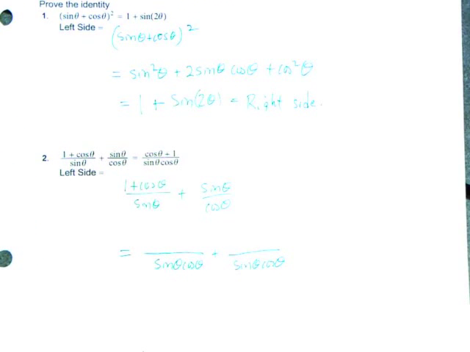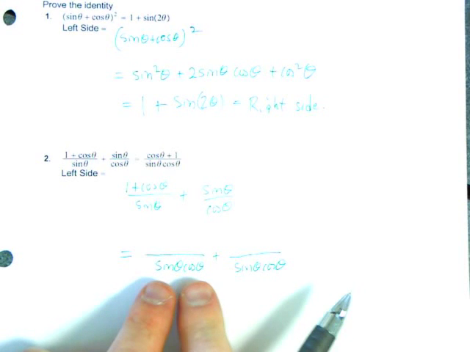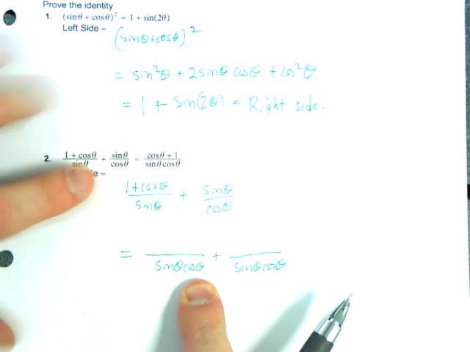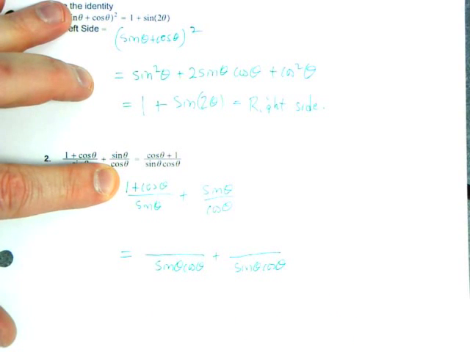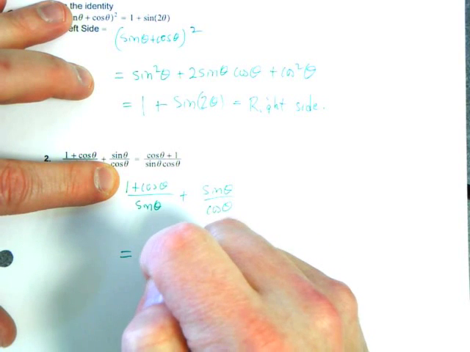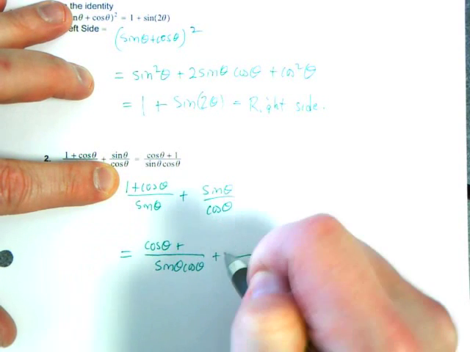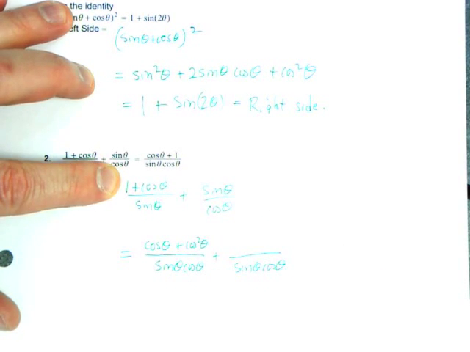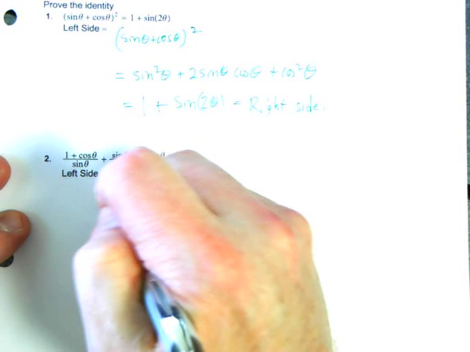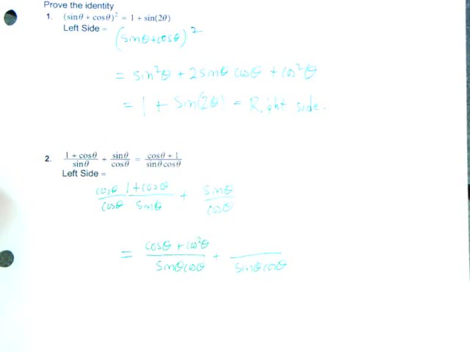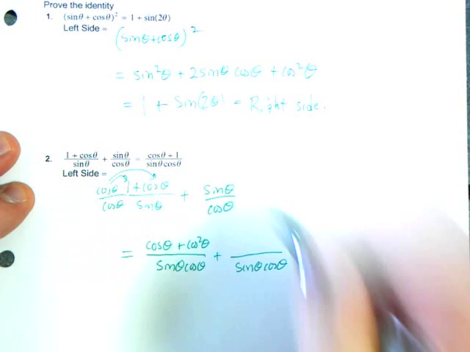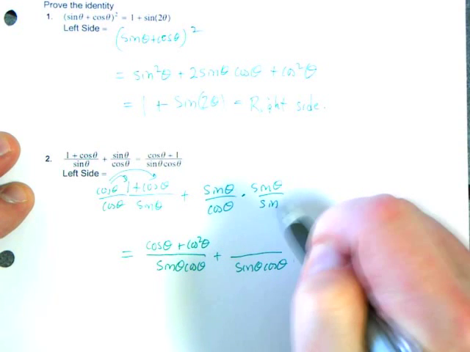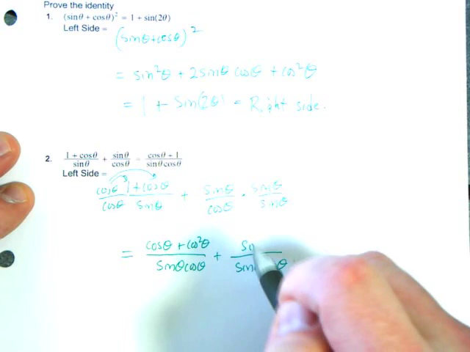The first fraction, I multiplied the bottom by cosine, so I better multiply the top by cosine. What do I get when I take this top and multiply it by cosine? Cosine theta plus cosine squared theta. So for this first fraction, I multiply top and bottom by cosine, distributing it through. Second fraction, I multiply top and bottom by sine theta, so up on top I have sine squared theta.